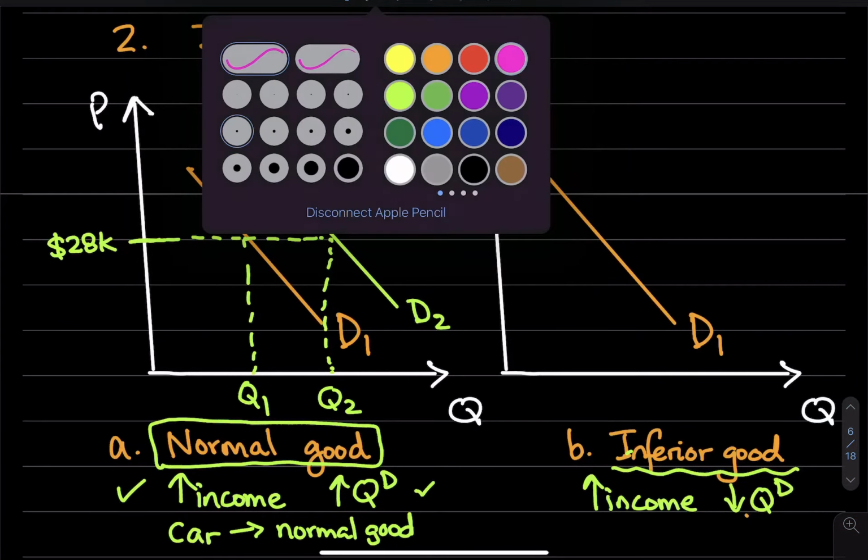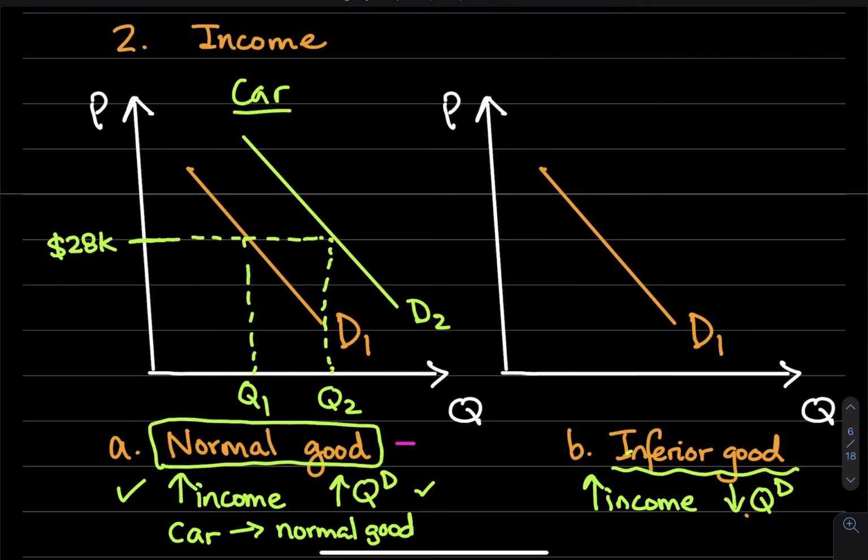So you want to write this down. When we're thinking about normal goods, there's a positive relationship between income and quantity demanded. But when we are talking about inferior goods, there is a negative relationship between the two. Okay, so one example of inferior goods is bus rides. Maybe as your income goes up, you demand fewer bus rides.